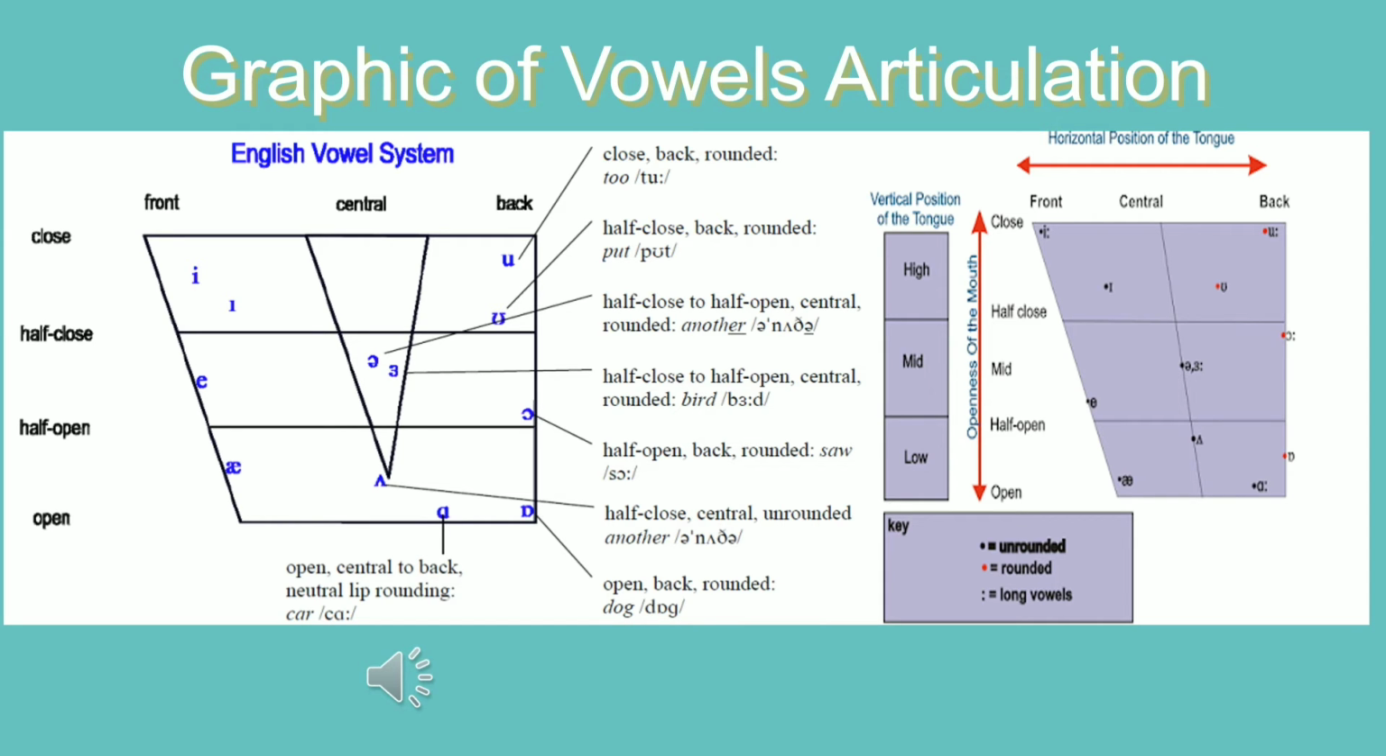This is the graphic of vowel articulation. There is back, central, front, close, open, high, mid, low, etc.